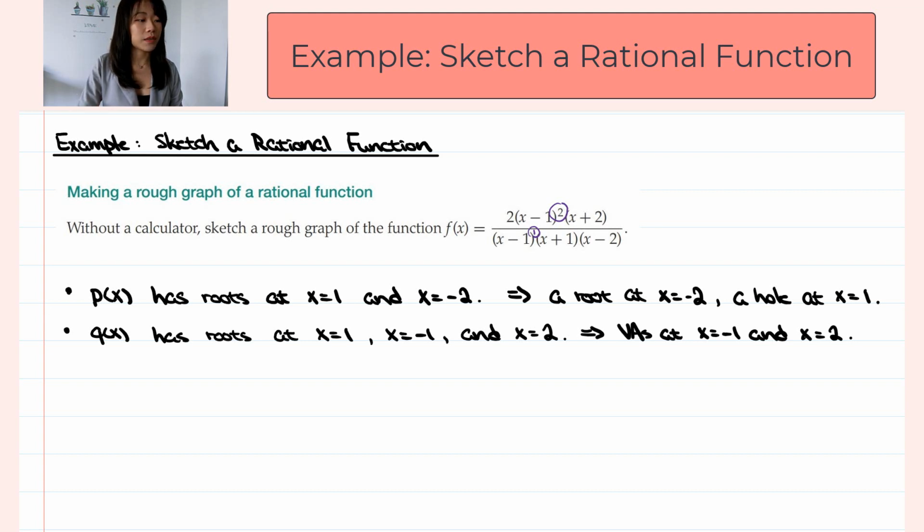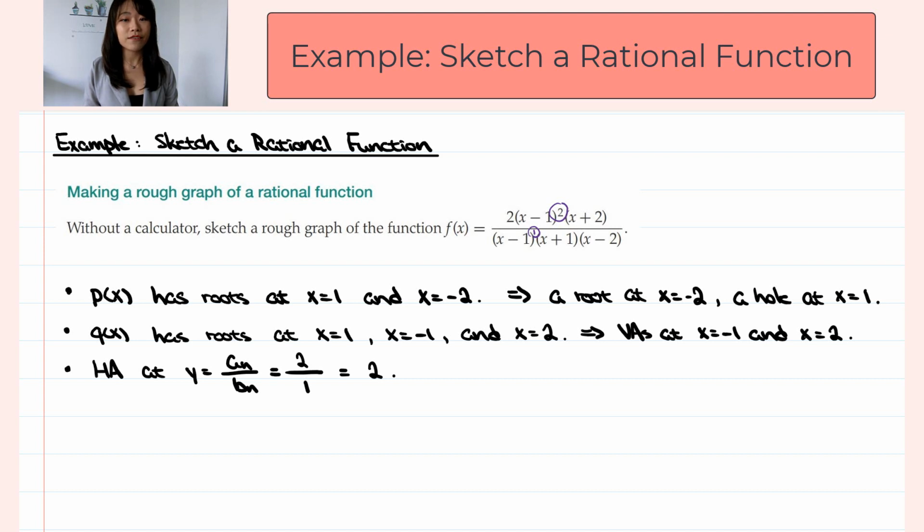How about the horizontal asymptote? We noted from before that q of x and p of x have the same degree. They are both degree 3. So the horizontal asymptote is simply the ratio of the leading coefficients. The function has a horizontal asymptote at y equals an divided by bn, the leading coefficients. From p of x, the leading coefficient is 2. In q of x, its leading coefficient is 1. So the horizontal asymptote is at y equals 2.